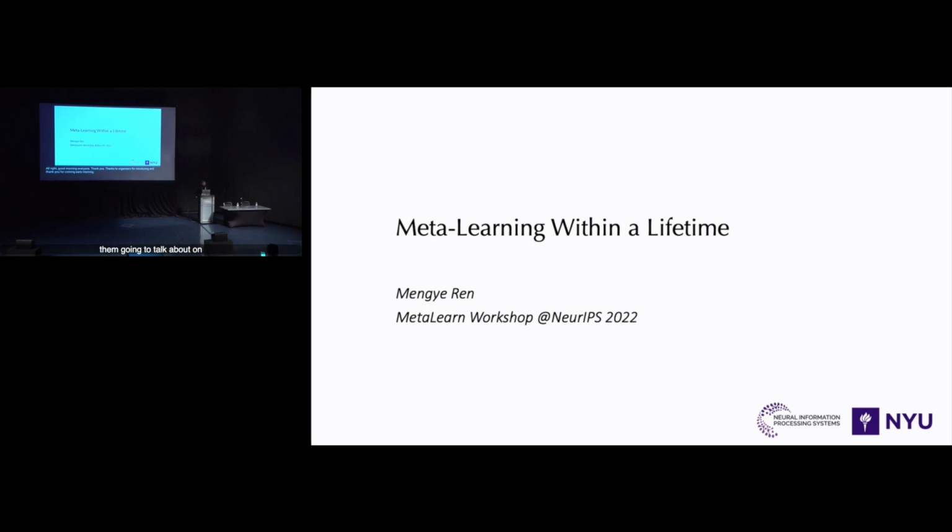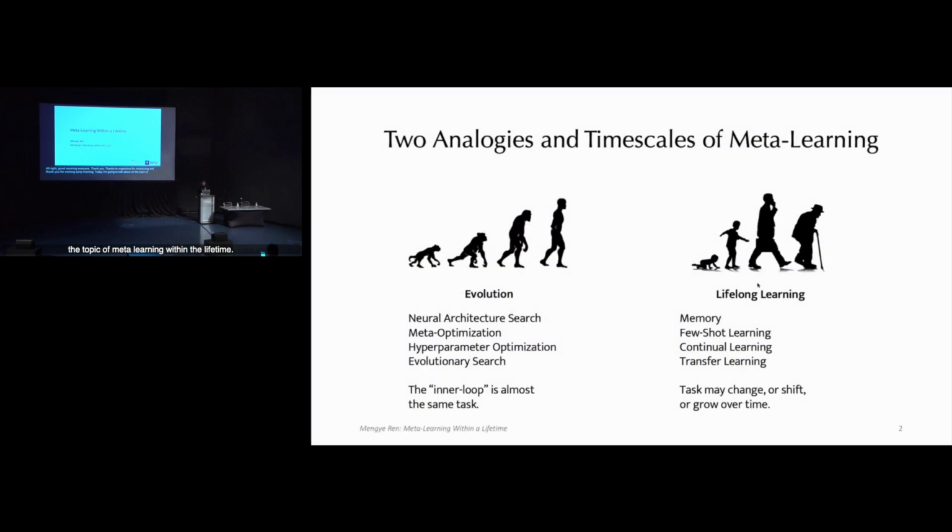Today, I'm going to talk about the topic of meta learning within a lifetime. Let me begin with two common analogies of what people typically think of as meta learning. First, on the left-hand side, we have meta learning in the form of evolution. The idea is that in the natural world, a species develops different forms over millions of years. In machine learning, we have paradigms such as neural architecture search, meta optimization, and hyperparameter optimization. The common thread here is that the inner loop is almost always the same task, and we iterate in the outer loop to change some outer parameters.